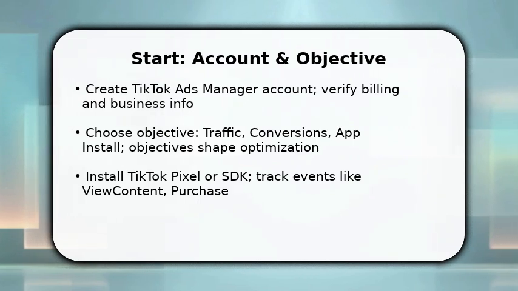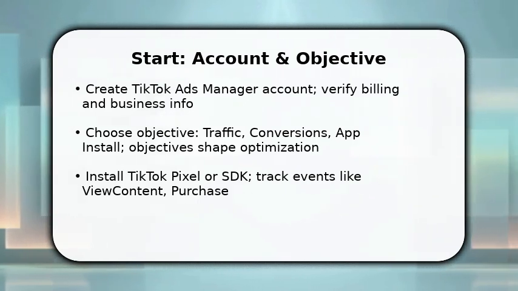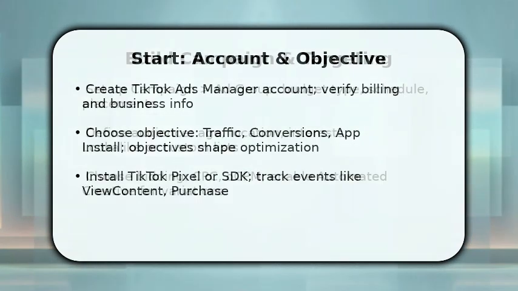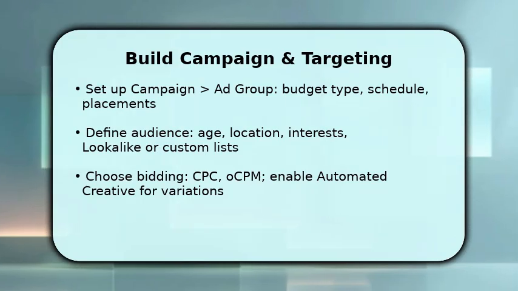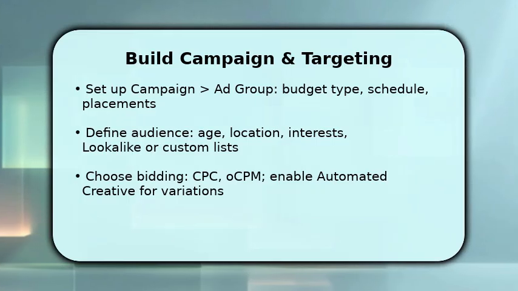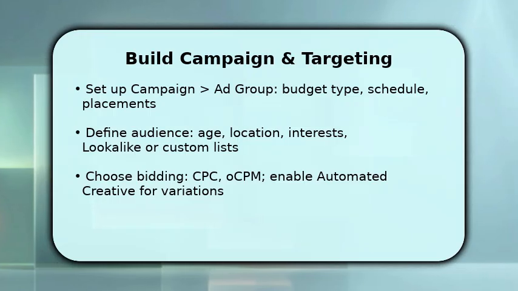You'll now assemble the campaign and tighten targeting so your budget works harder. Create a campaign and an ad group, selecting budget type and schedule. Choose placements or leave automatic for broader reach. Define audience by age, location, interests, or upload custom and lookalike lists to reach similar converters.